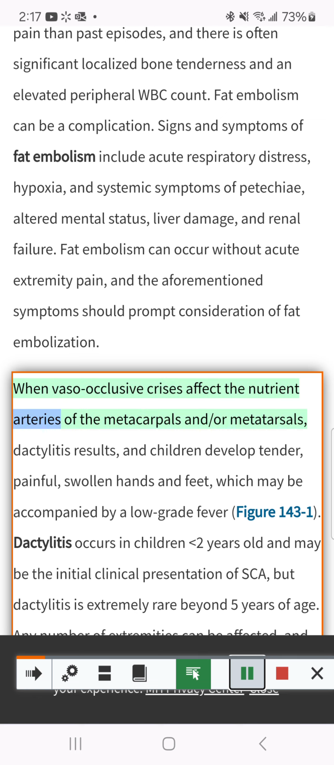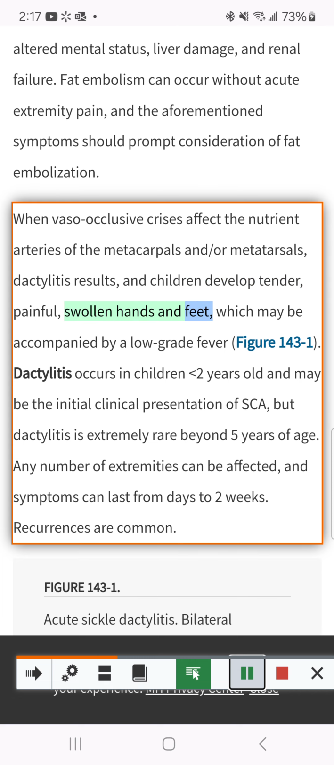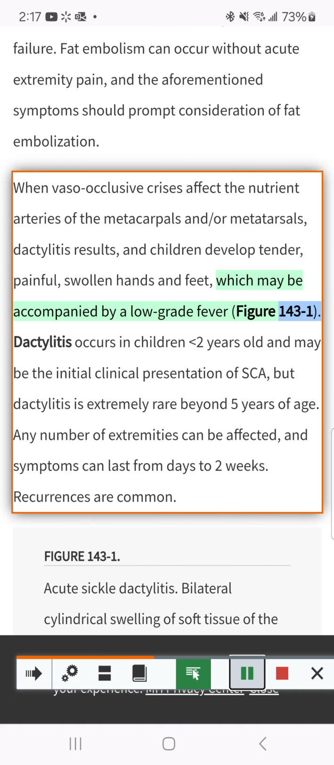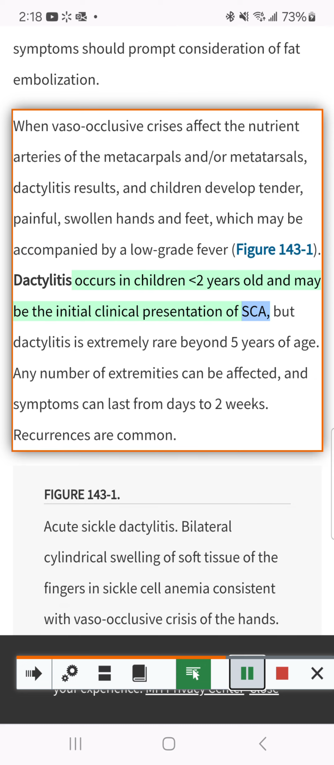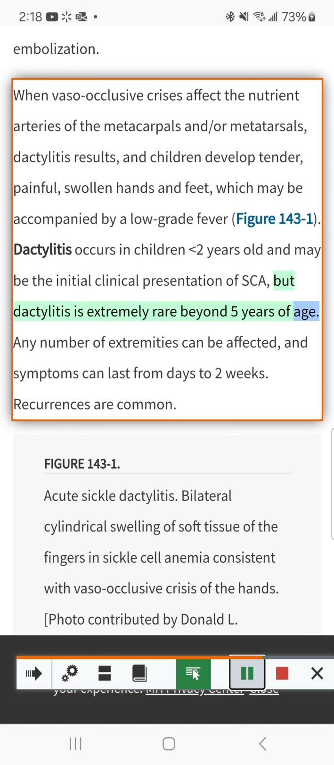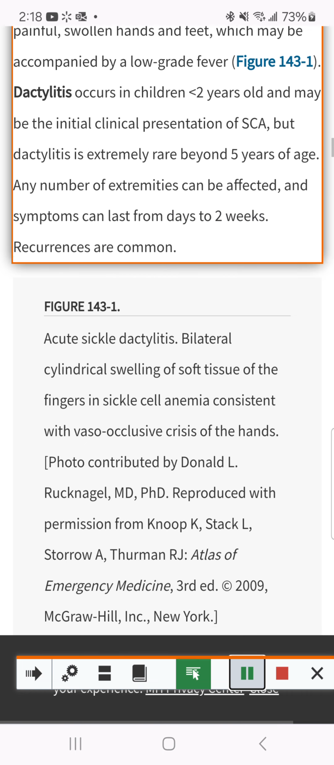When vaso-occlusive crises affect the nutrient arteries of the metacarpals and/or metatarsals, dactylitis results, and children develop tender, painful, swollen hands and feet, which may be accompanied by a low-grade fever. Figure 143-1. Dactylitis occurs in children less than 2 years old and may be the initial clinical presentation of SCA, but dactylitis is extremely rare beyond 5 years of age. Any number of extremities can be affected, and symptoms can last from days to 2 weeks. Recurrences are common.